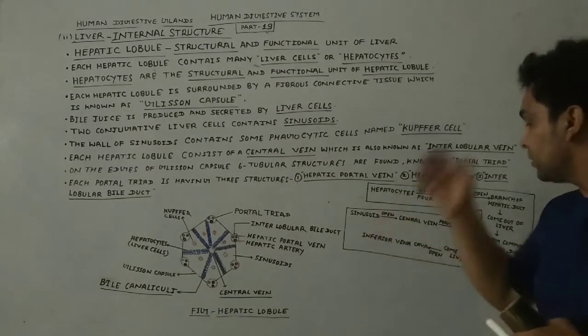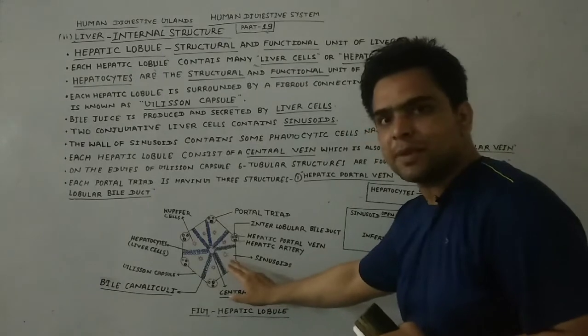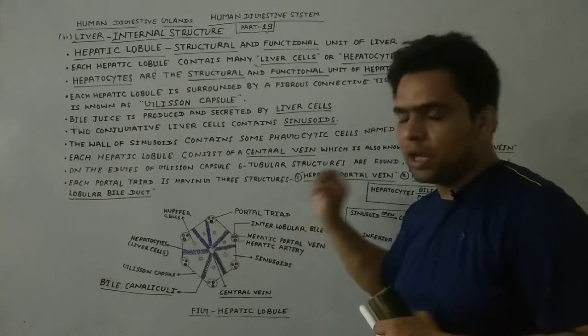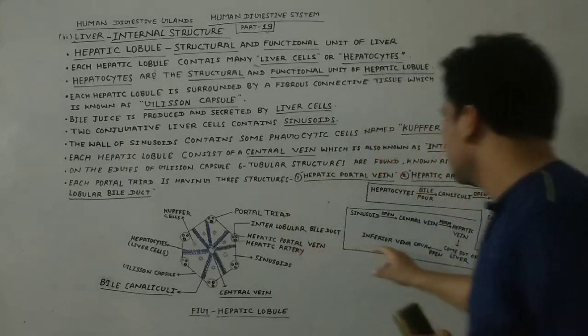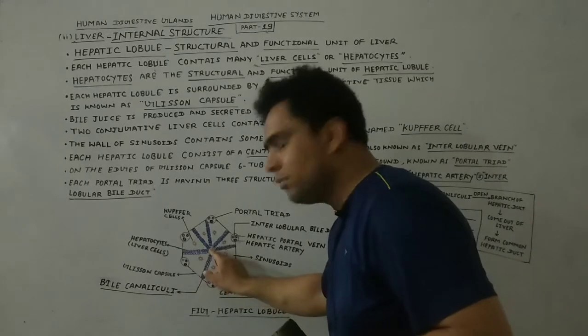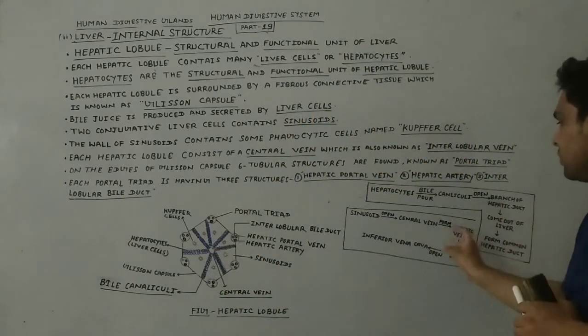Come to the next important note, the sinusoids. What are sinusoids? They are empty spaces found between two conjugative rows of hepatic cells. All the sinusoids open into the central vein. You can see here in the diagram, and they form the hepatic vein.